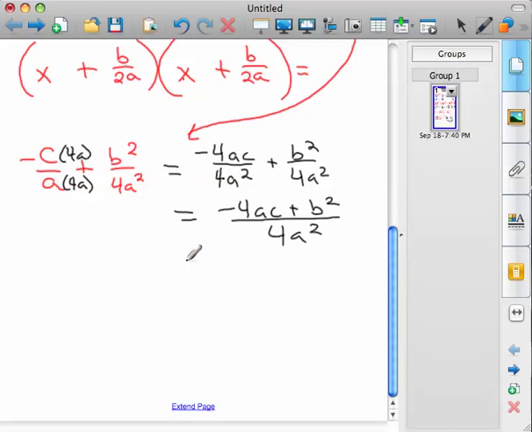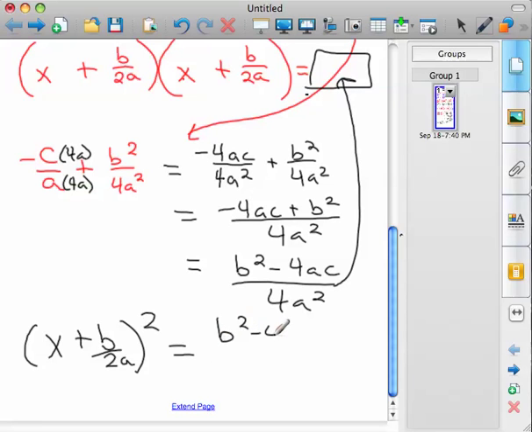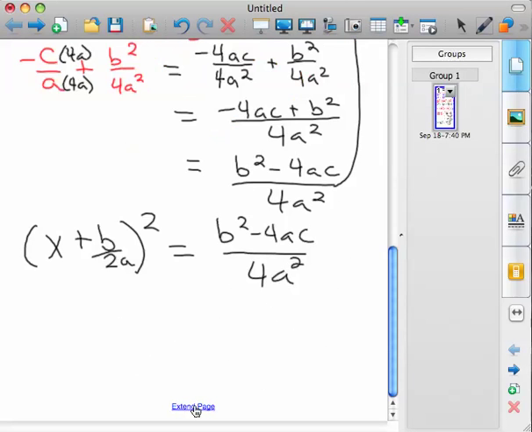Now I'm going to use the commutative property and flip those around, so we've got b squared minus 4ac all over 4a squared. And that goes back into my equation right here. So on the left, we now have x plus b over 2a squared equals b squared minus 4ac all over 4a squared. So now we can go ahead and solve this thing.